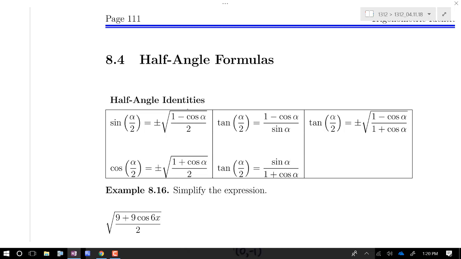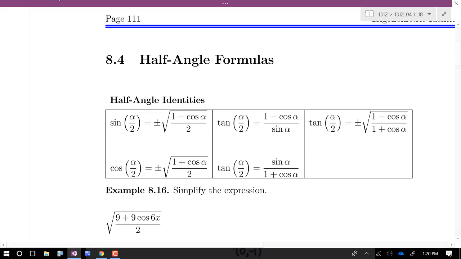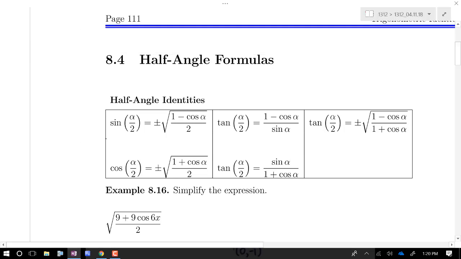Now, these are written where this is sort of solved for. In this case, let's just take a look at this first one, sine of alpha over 2, plus or minus the square root of (1 minus cosine alpha) over 2. Whether it's positive or negative depends on what quadrant alpha is in, because that will affect what quadrant alpha over 2 is in, and that will obviously affect whether sine or cosine or tangent is positive or negative.